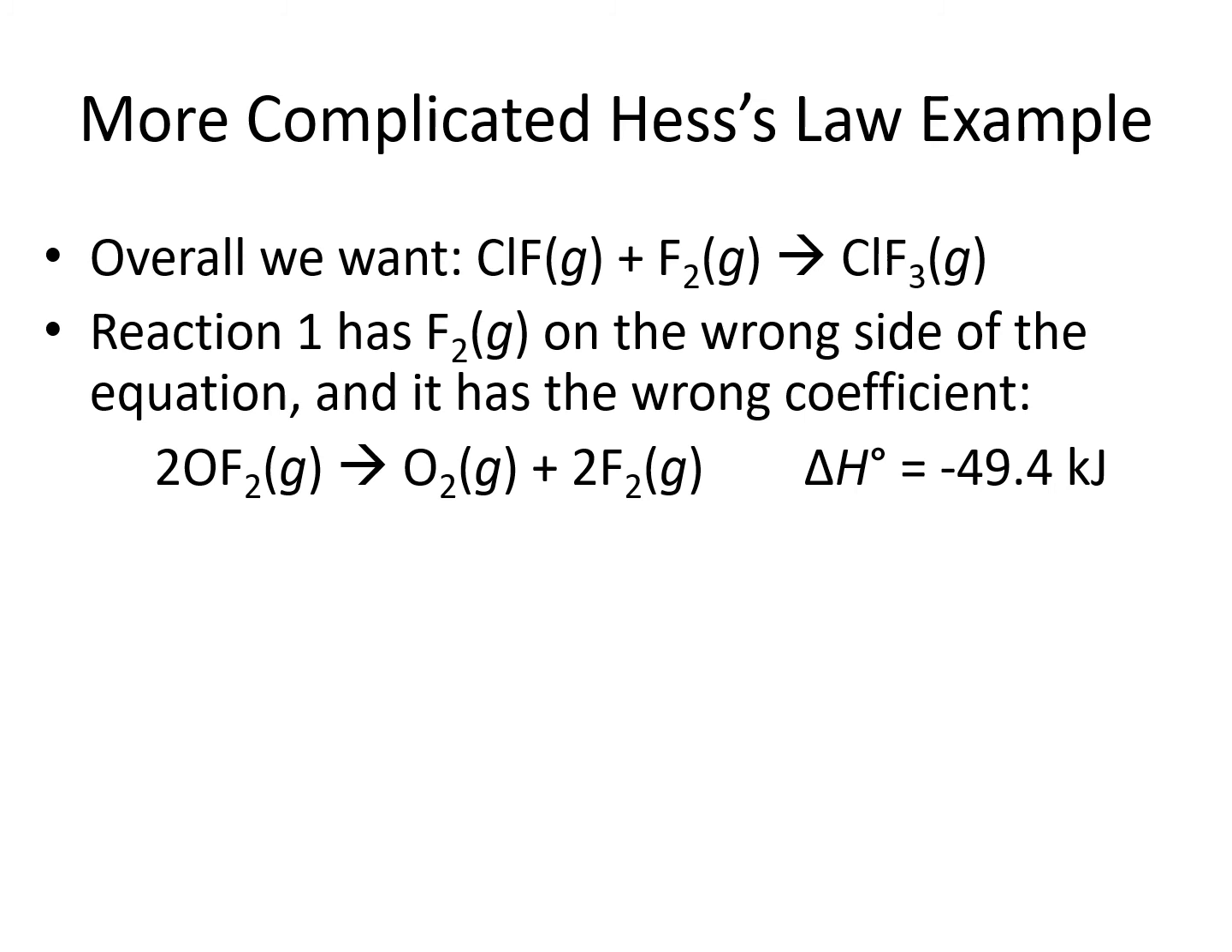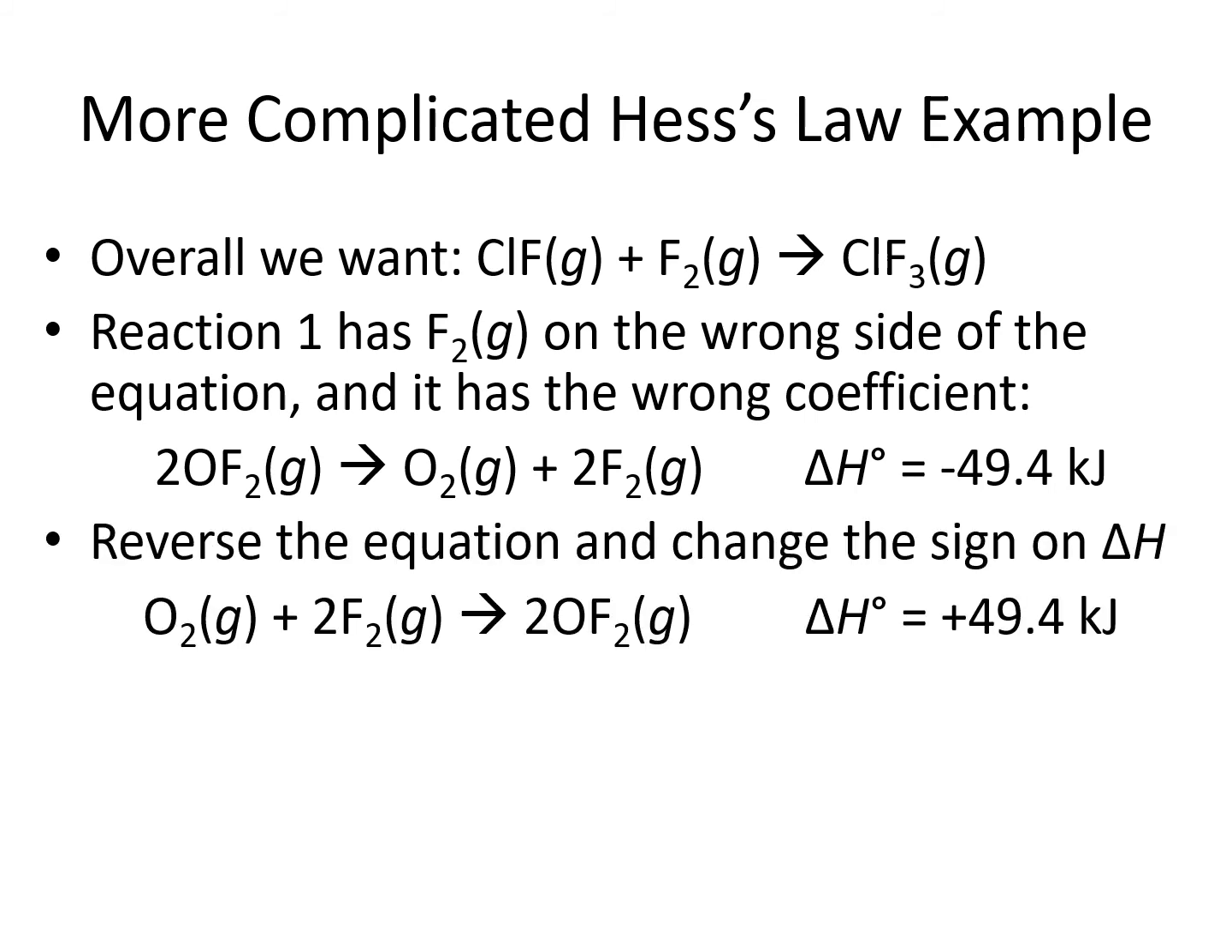The next part of our equation that we want to make sure is correct is the F2. We find F2 in reaction number 1, but it is on the wrong side of the equation and has the wrong coefficient. We want it to be on the left, but it's on the right. And we want it to have a coefficient of 1, but it has a coefficient of 2. So we need to fix both of those things.